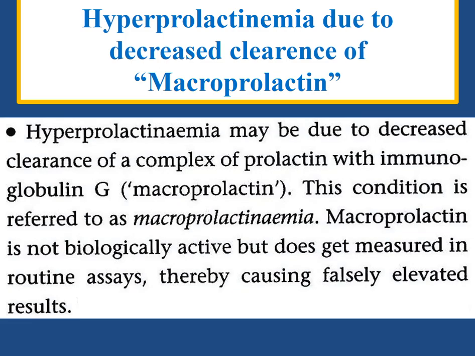Hyperprolactinemia due to decreased clearance of macroprolactin. Hyperprolactinemia may be due to decreased clearance of a complex of prolactin with immunoglobulin G, so-called macroprolactin. This condition is referred to as macroprolactinemia. Macroprolactin is not biologically active, but does get measured in routine assays, thereby causing falsely elevated results.